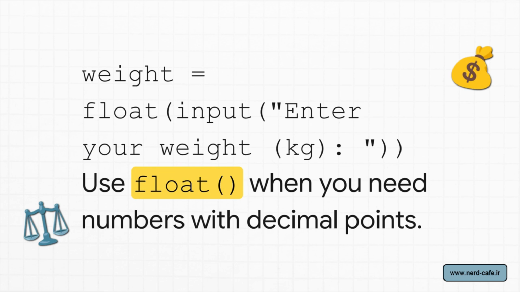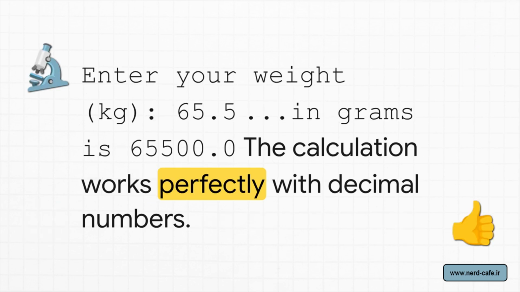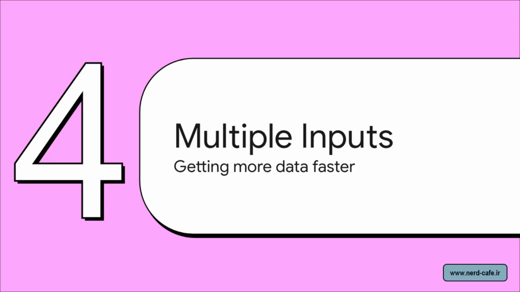And the exact same idea applies to decimal numbers. If you need a number that has a decimal point, you don't use int. Instead, you use the float function. So in this example, we're asking for a weight, we convert that input to a float, and now we can use it in a calculation. And as you can see, it works perfectly with decimals. The user types in 65.5, it gets converted to a float number, and our program can then do the multiplication exactly like we'd expect.